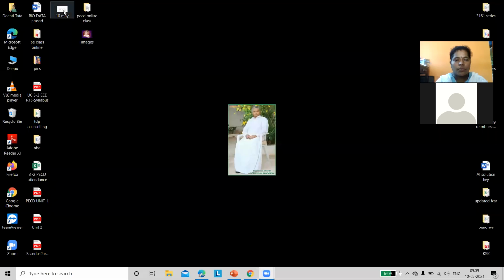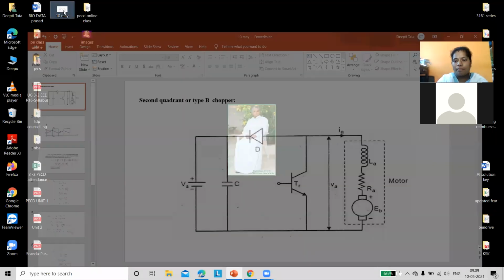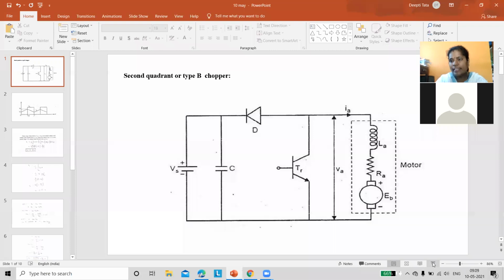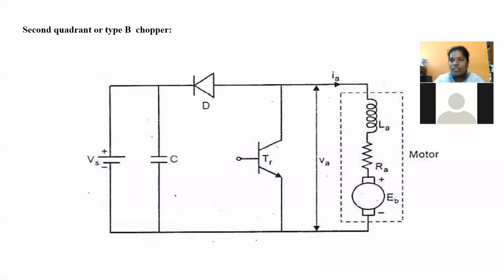Actually, in the previous class, we completed the first quadrant chopper. In this class, we are going to study how a second quadrant chopper, or type B chopper, exists and how it is operated, and at which quadrant this drive is going to operate, according to waveforms, characteristics, expressions, etc.